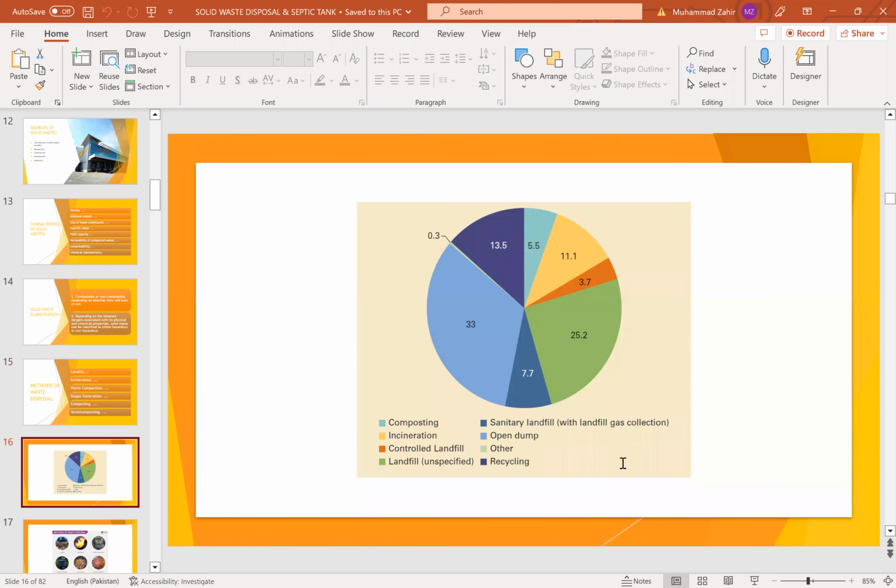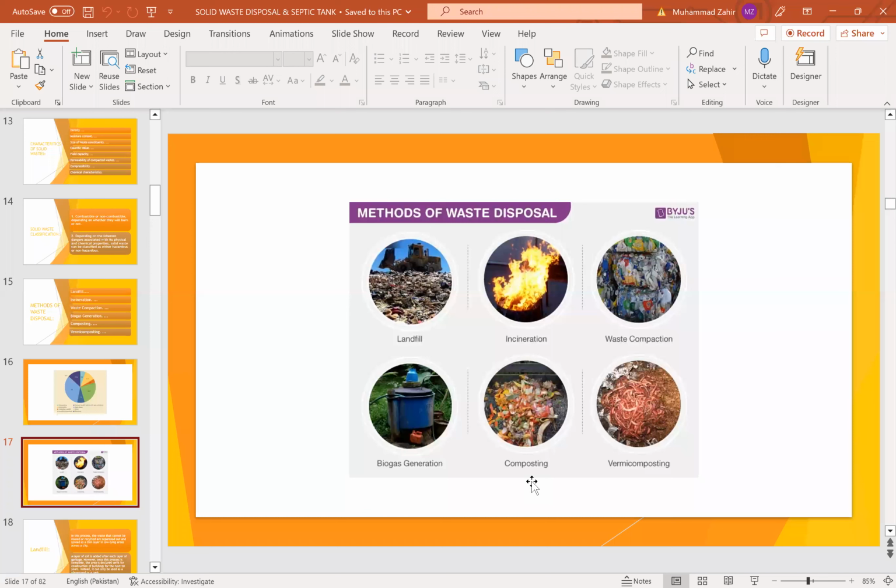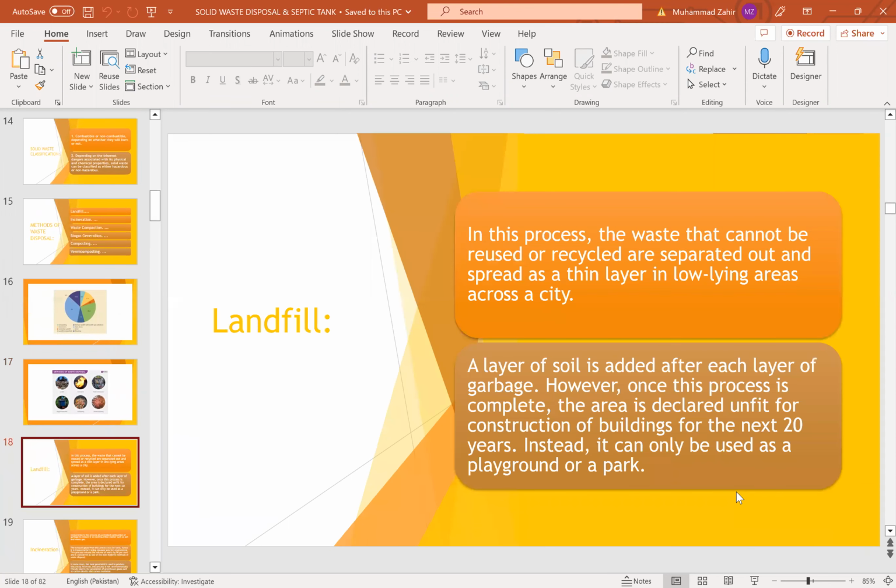If we see the percentages, you can see 33% includes composting. This green 25.2% is landfill, and 13.5% is sanitary landfill, with percentages of different methods. So these are the different methods: landfill, incineration, waste compaction, biogas generation, composting, and vermicomposting. Now we discuss one by one.